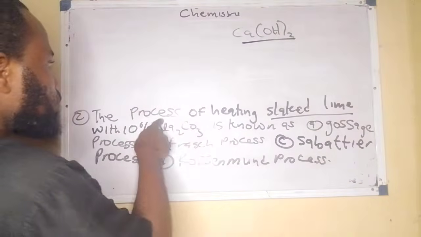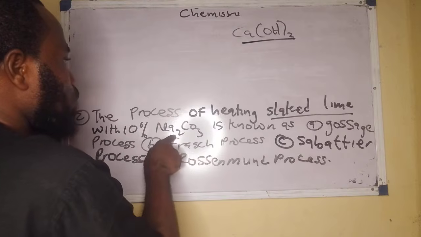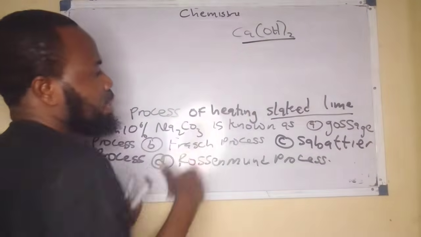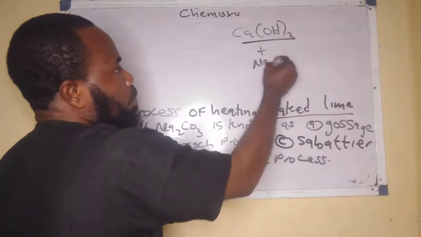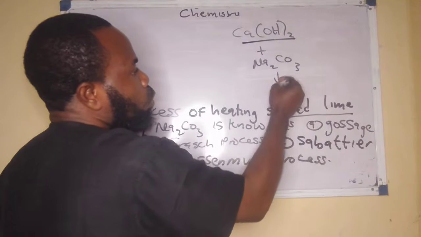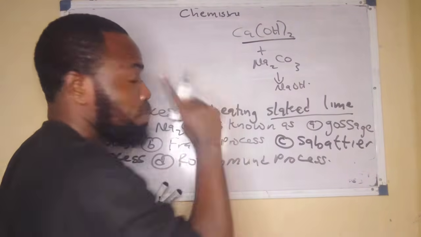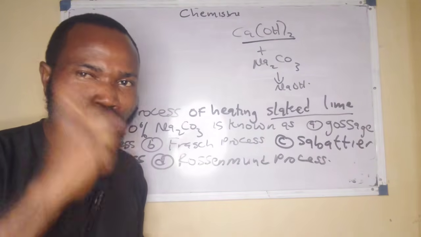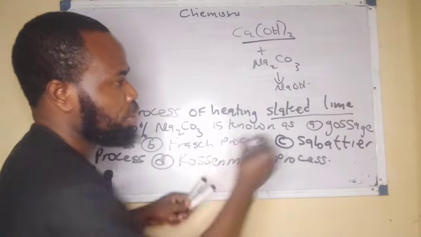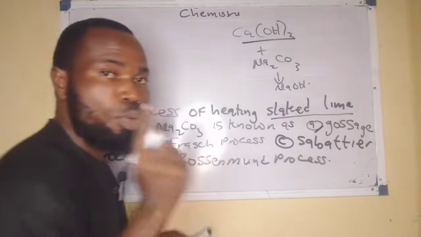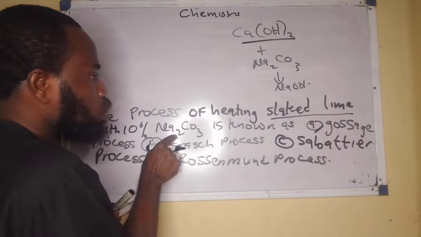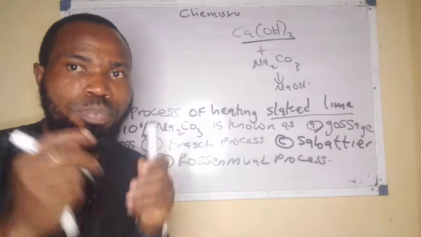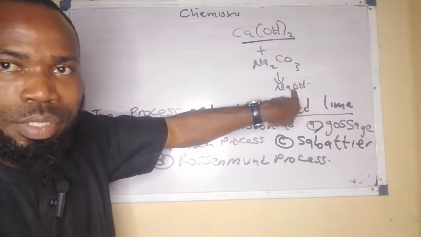They are saying that the process of heating slaked lime with 10% sodium carbonate is known as dash. First off, if slaked lime is heated with sodium carbonate, it is going to give me what? Sodium hydroxide as one of the major products. Now this is one method of producing sodium hydroxide, and this process is what is called the Gossage process. So the process of heating slaked lime with sodium carbonate is known as what? Gossage process. Now this process, remember what we said just now, forms what? Sodium hydroxide as the major product.